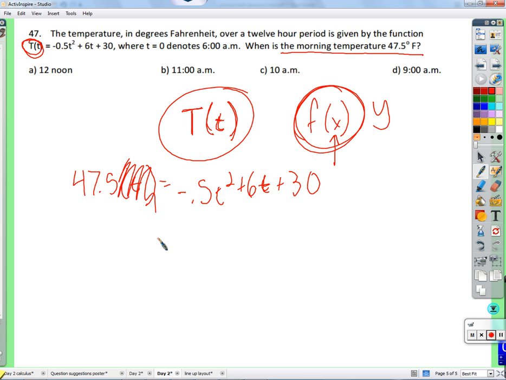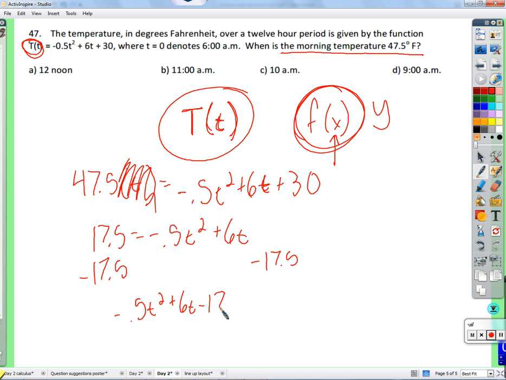Okay. So this is right except for, let's get rid of that thing here. That's not necessary. It's a little bit redundant and confusing. So 47.5 is equal to all of this stuff. Now where do we go? Subtract 30, okay, so that's going to make it equal to zero. No, what did you do? Take 17.5 and put it back on the other side to make a quadratic. Oh, now we're subtracting? We could have done this in one step. Negative 0.5 t squared plus 6t minus 17.5 equals 0.